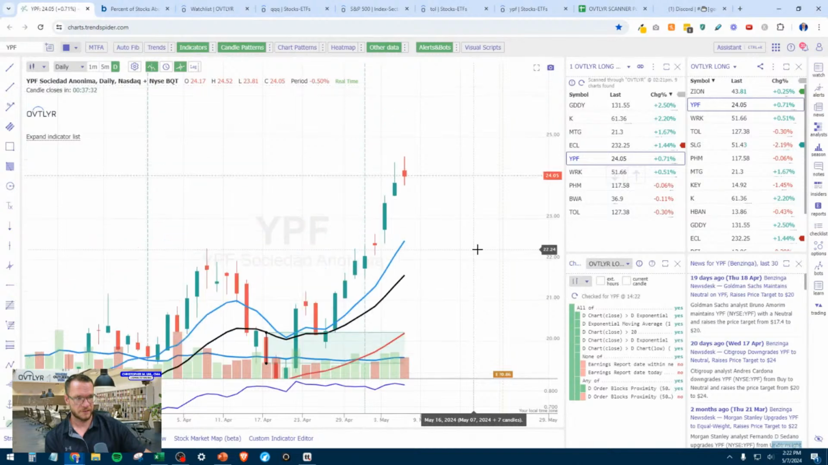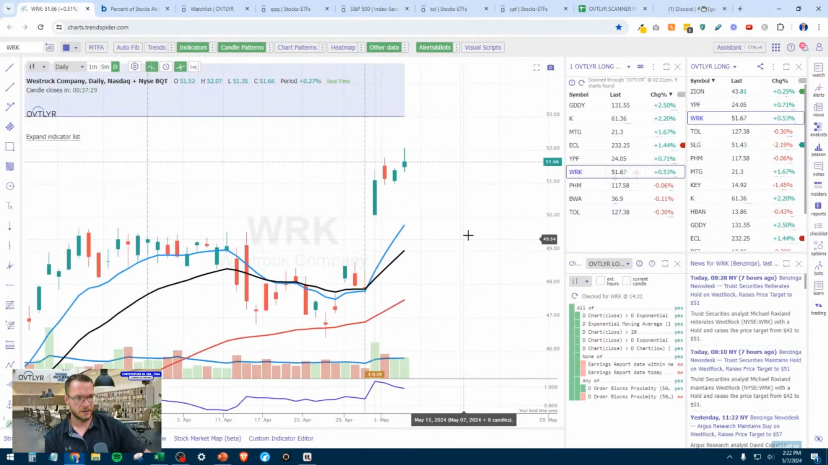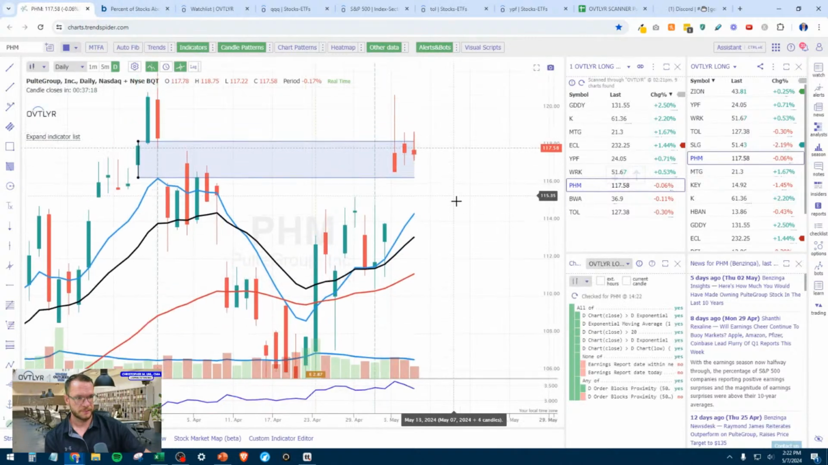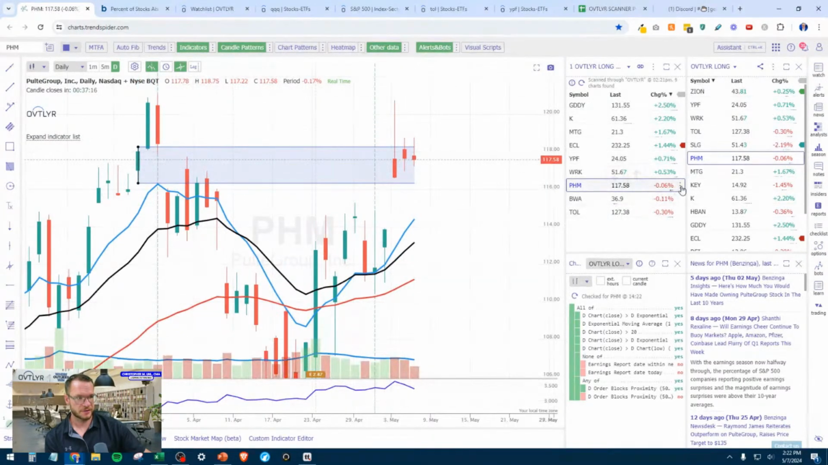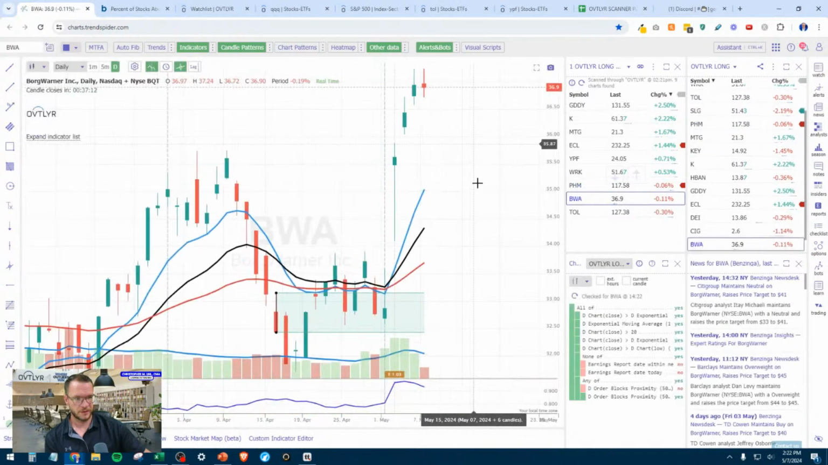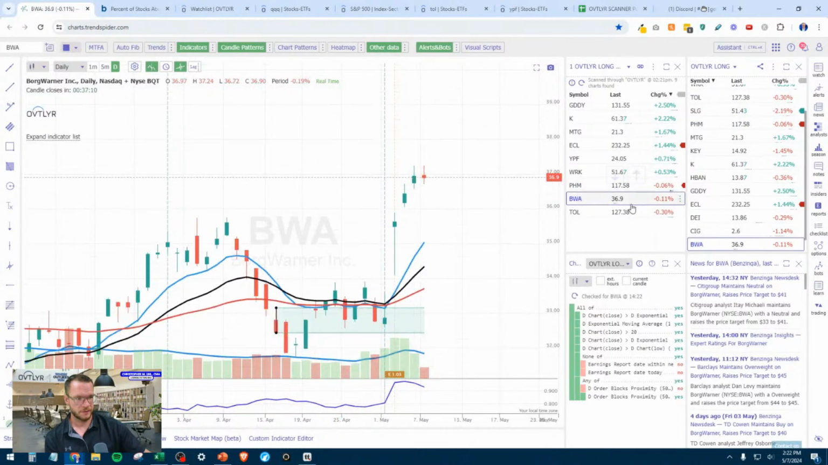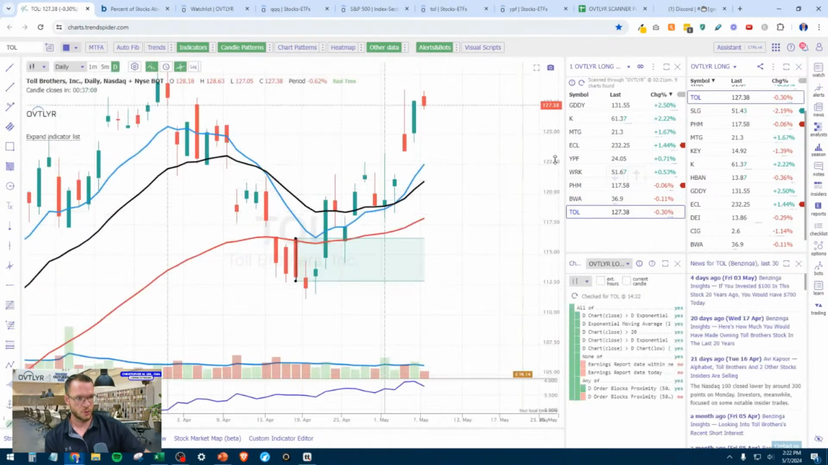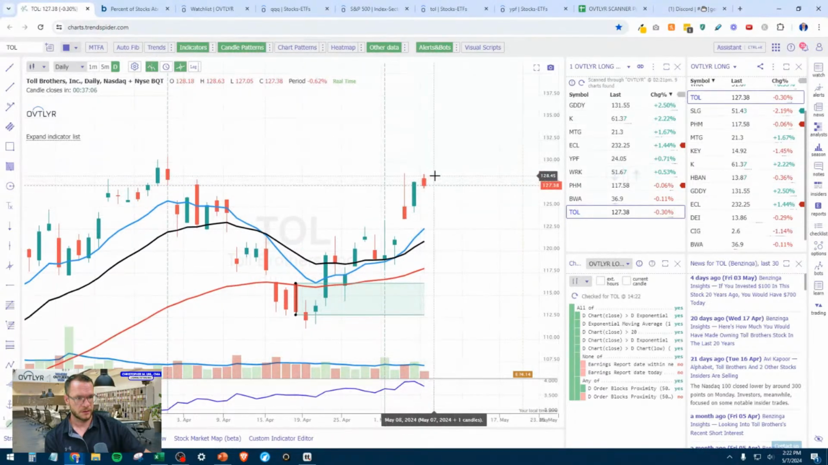IPF. WRK. How much room do we have there? About 2.5%, maybe. PHM, that's right inside of an order block, so I don't want that one. BWA, that one looks okay. And lastly, Toll. That one looks fine too.